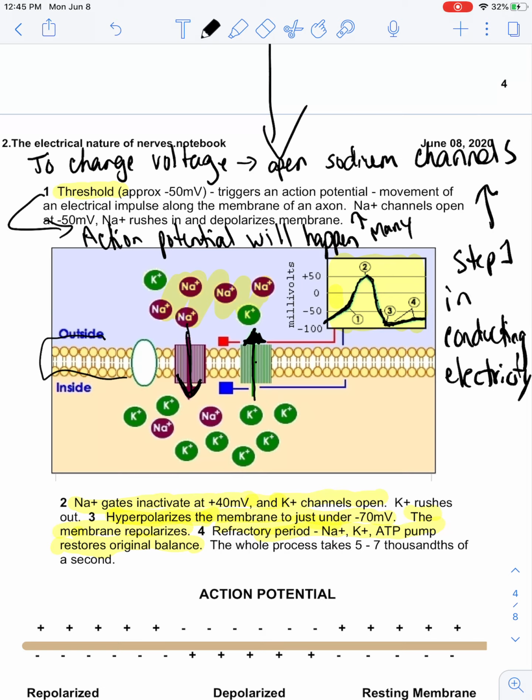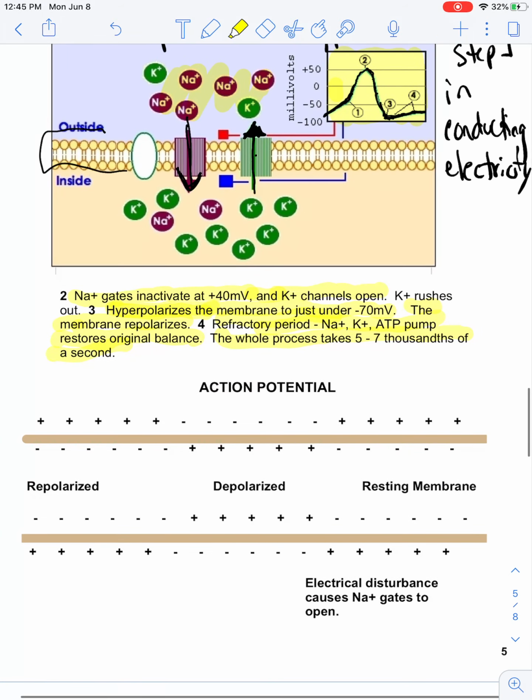And this should take forever. How are we conducting electricity so quickly? Because the whole process does not take that long. That whole process takes 5 to 7 thousandths of a second, okay? And that is called an action potential. It's conducting electricity through your neurons. And action potentials are how we conduct electricity, right? We need to open sodium channels, change voltage, get the voltage back, okay?